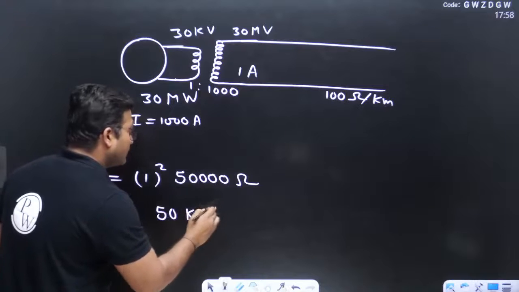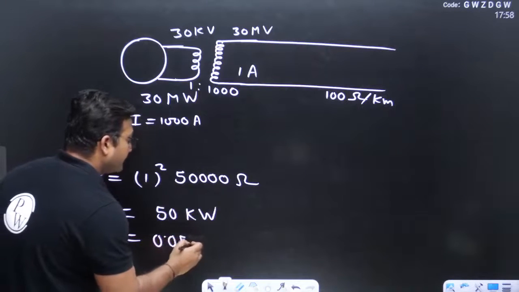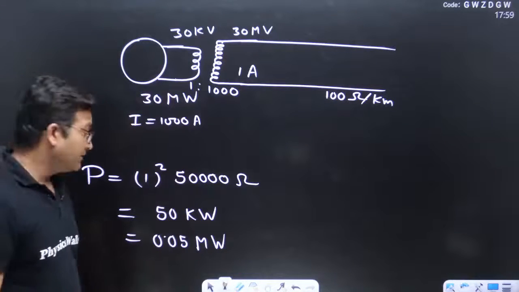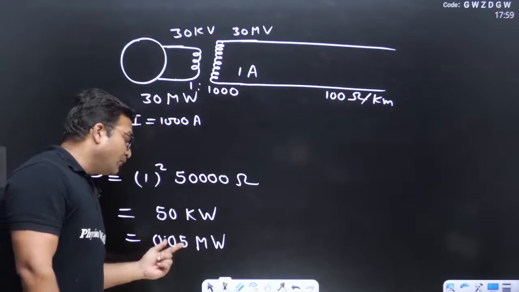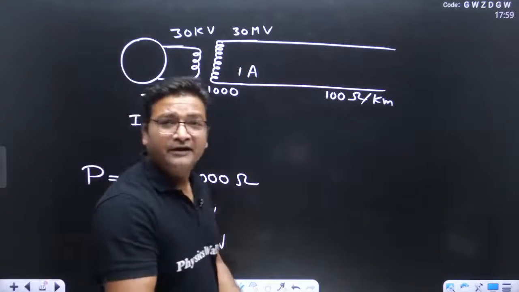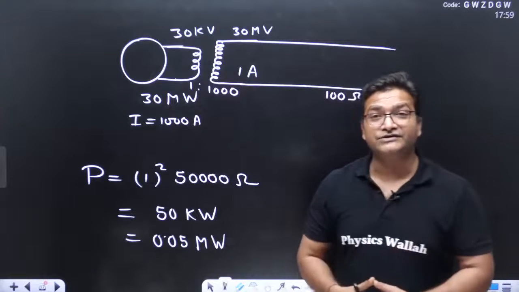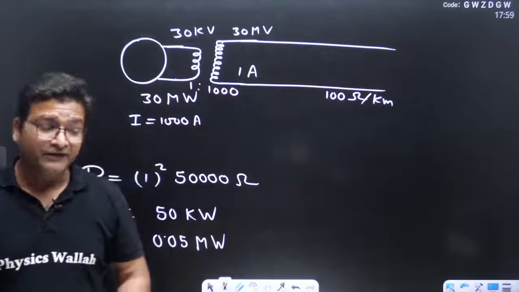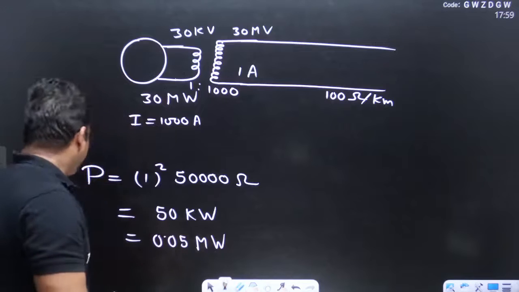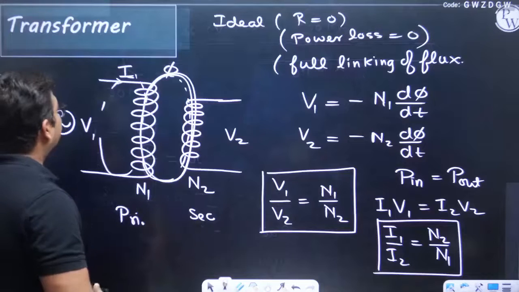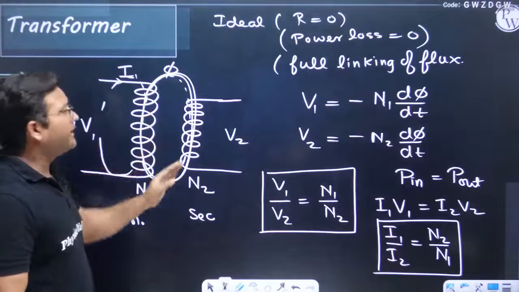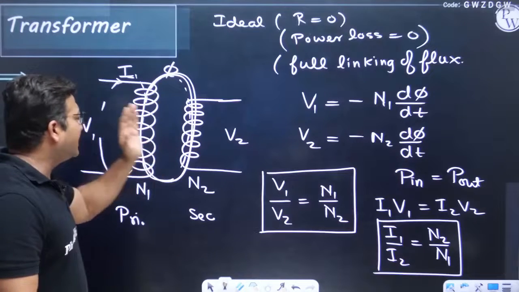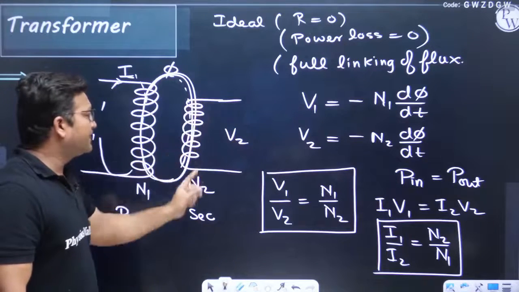50 kilowatt or 0.05 megawatt. So if we are generating 30 megawatt, the loss of 0.05 megawatt can easily be tolerated, and that is why transformers are very essential. We cannot take this advantage with DC currents, because if we send DC current in a transformer, the flux would be created, but flux will not change with time. And if flux doesn't change with time, the EMF will not be transferred here because the flux is not changing.